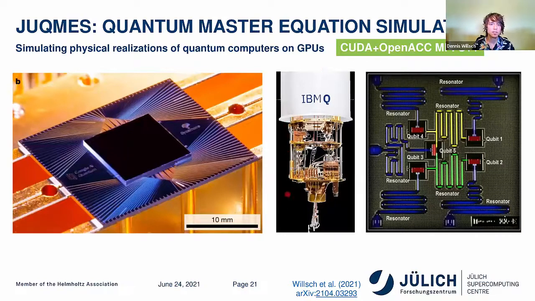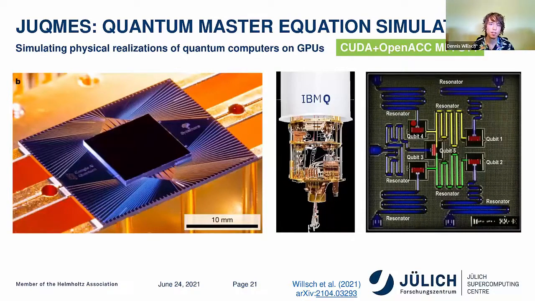Typically, you see this dilution refrigerator here, which is basically a large fridge, which cools down the temperature to almost absolute zero. So it's only 15 millikelvin, so minus 273 point something degrees Celsius, so very cold. And only at the bottom of this fridge, you have the actual quantum computer prototype. So this is also a chip by IBM. It's a 5-qubit quantum computer.